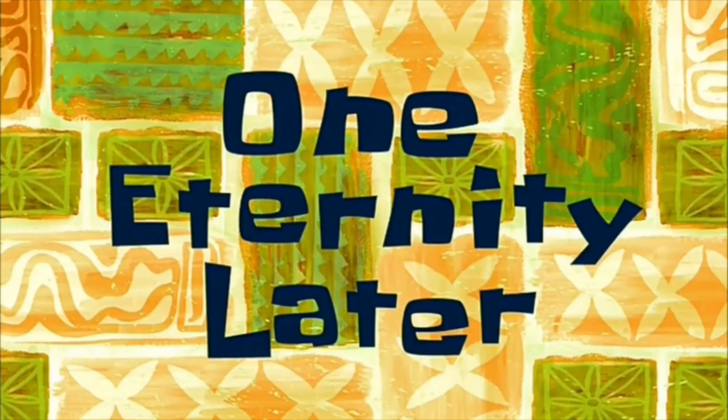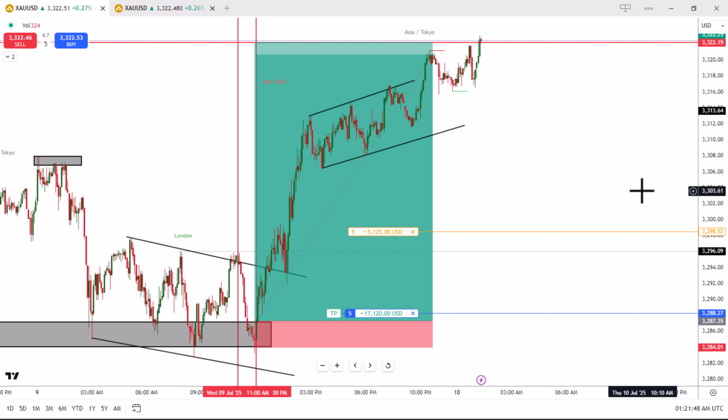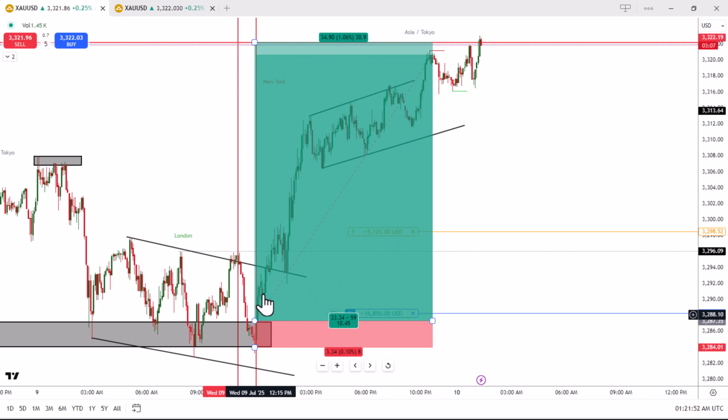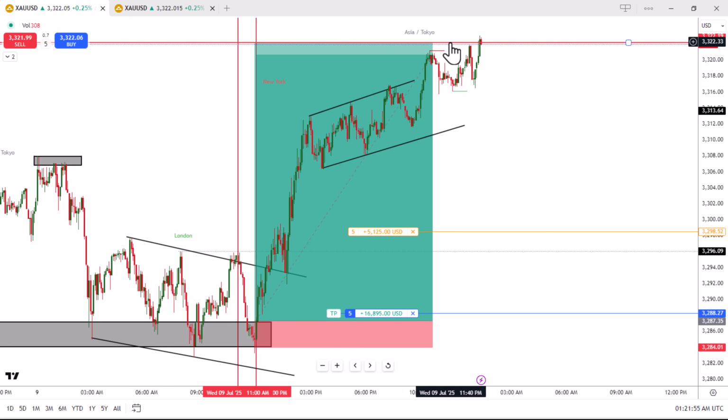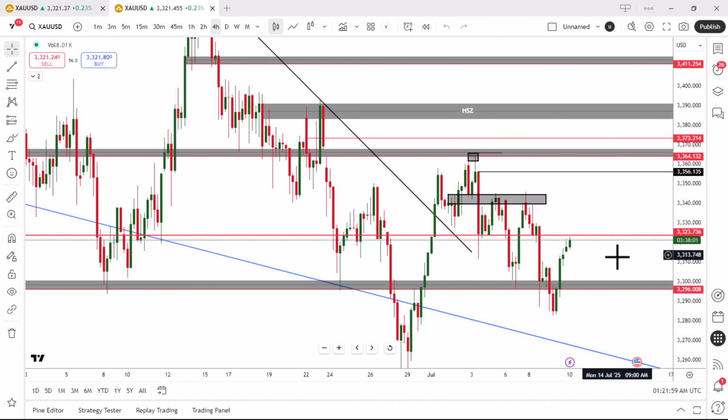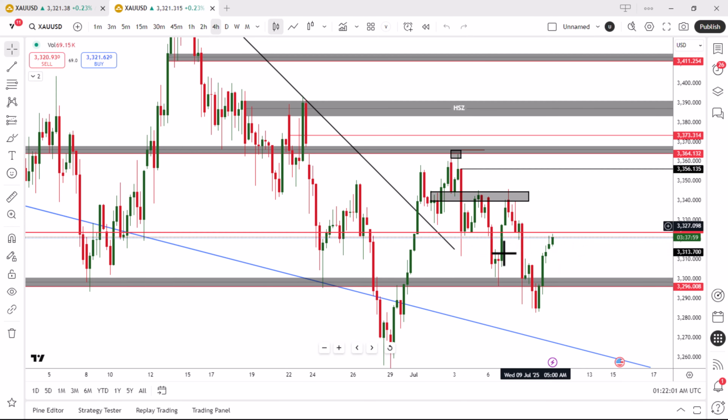One eternity later. Alright guys, so basically my final TP has gotten hit. As you can see, it was a bumpy ride, but we made it all the way up there. So what are we expecting currently? So basically this is what we are looking at.